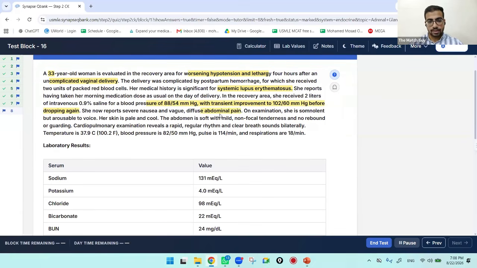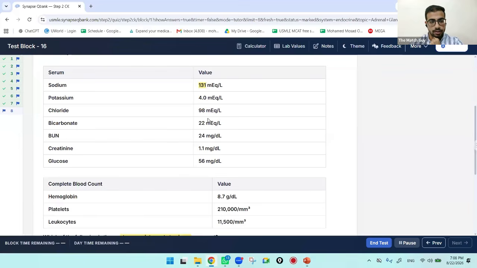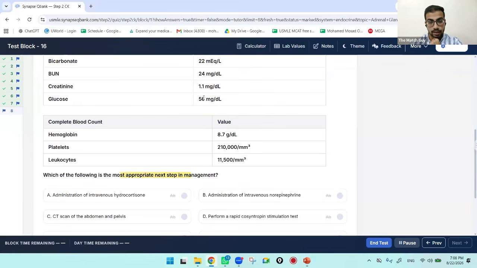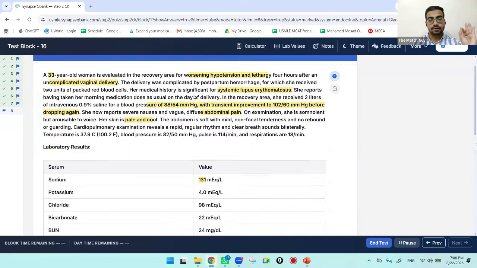Diffuse abdominal pain, we said that's one of the manifestations of decreased cortisol. Okay, somnolent, pale and cool, that's shock. Okay, I think we already have our diagnosis, so it's hypotension. Okay, moving on. Hyponatremia, okay, nothing specific. Hypoglycemia, okay, that's important. And so I know you guys know the answer. It's adrenal insufficiency, acute adrenal insufficiency.